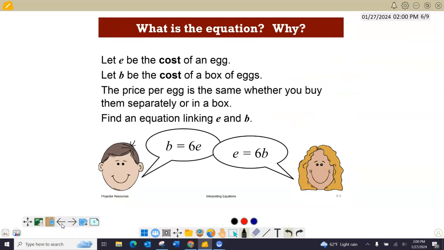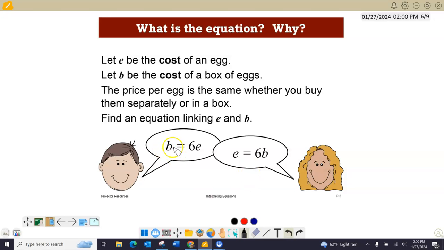Let's take a look at the cost of eggs. Okay, so here are 2 possibilities about the cost. Here, E is the cost of an egg, 1 single egg, and then B is going to be the cost of a box, 1 box of eggs. So which of these would be correct this time?